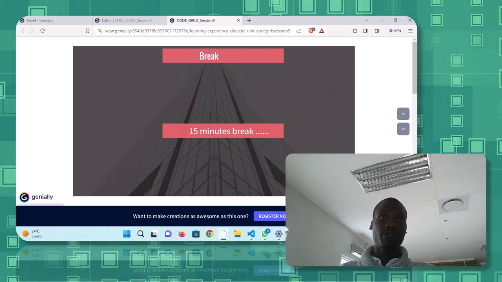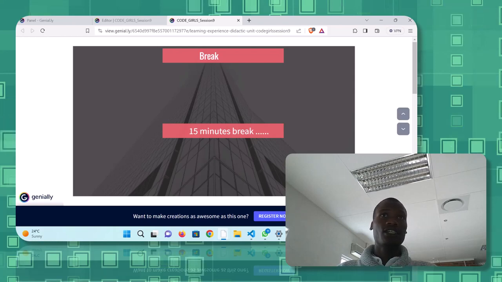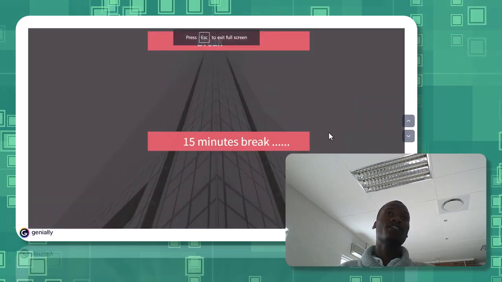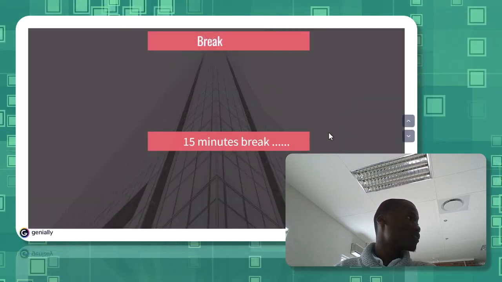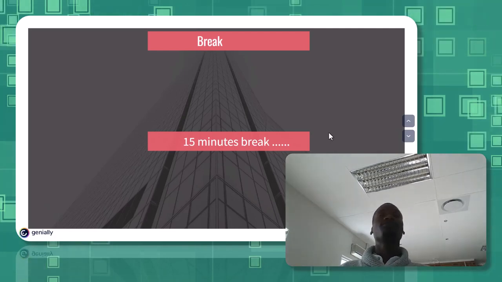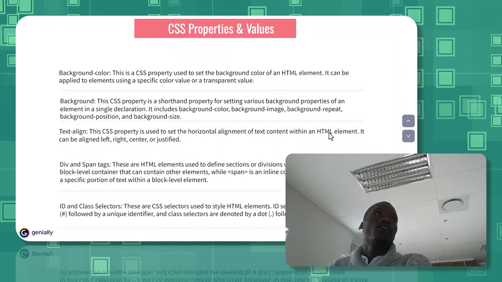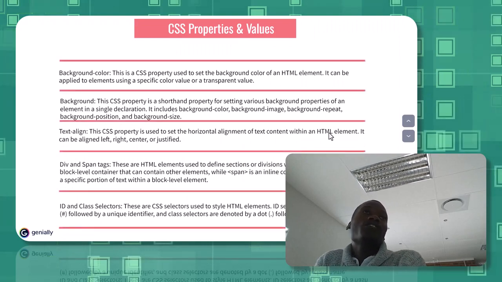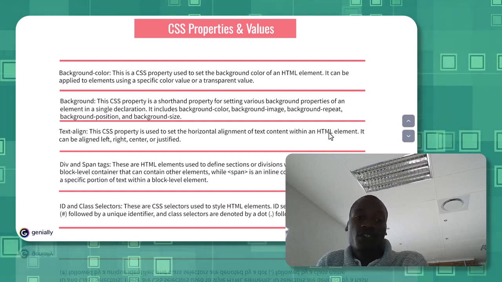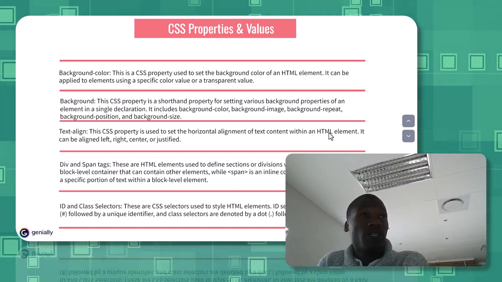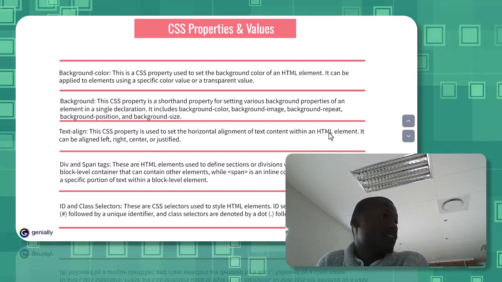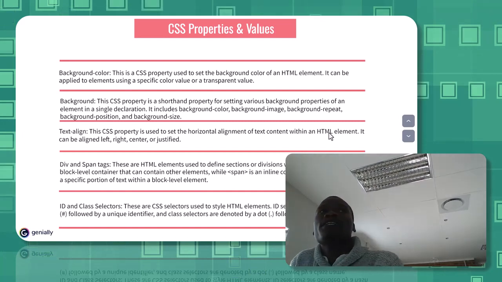We have about 4 slides left until we finish today's session. So let's see what we have. As you can see at the head there, it's written CSS properties and values. Let me start on the background color and explain what a background color property is. The background color property is a CSS property used to set the background color of an HTML element.